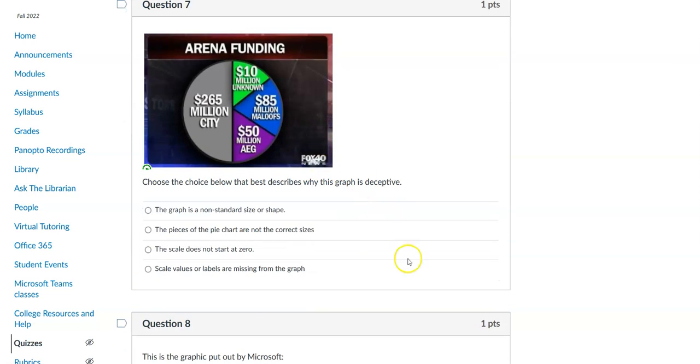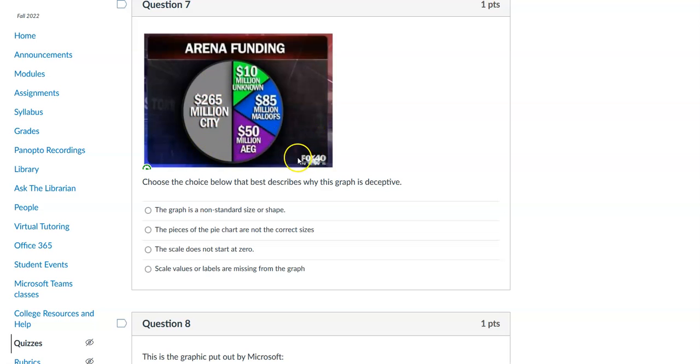And then this one, which best describes why this graph is deceptive. Well, look what we're doing here. If you add up the right side, we have 85 and 50 and 10. That looks like 50%. And then the other side is not the same amount, but it also looks like 50%. So we have some mislabels here. The sizes are not the right size. 265 million should definitely show more than half.